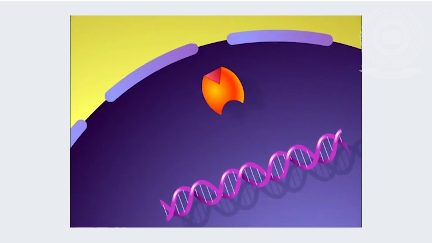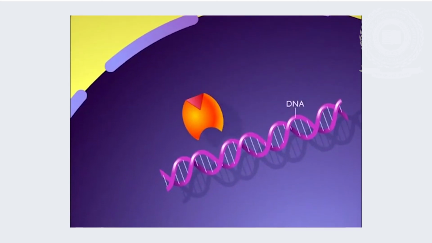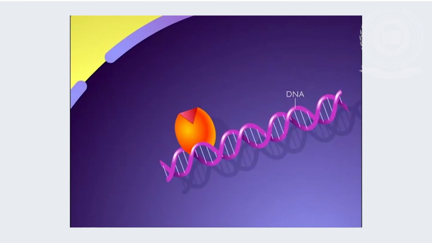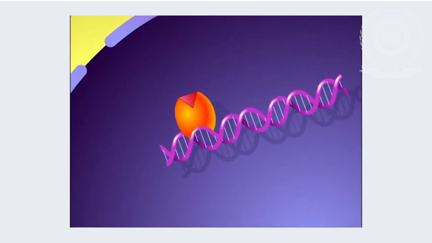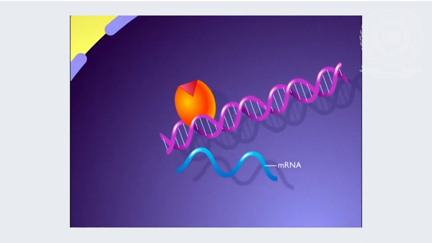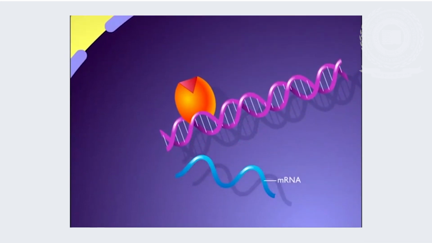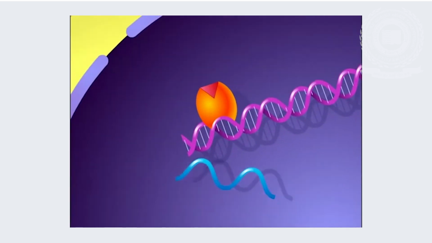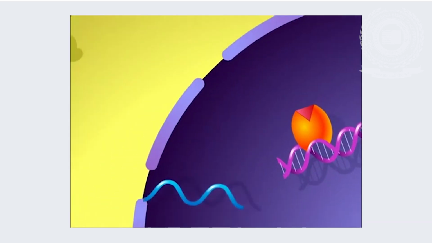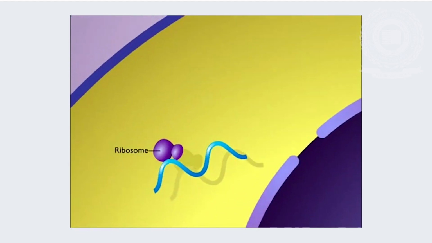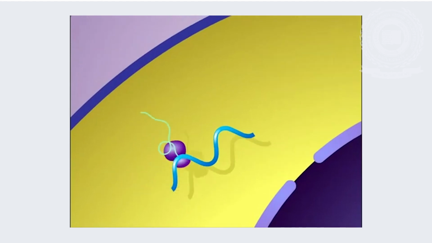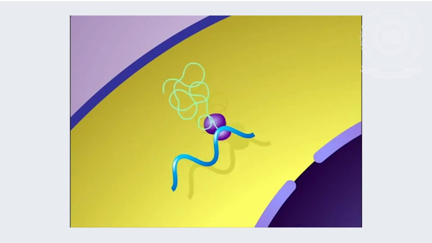The binding of the aldosterone receptor complex to DNA stimulates the synthesis of messenger RNA, which codes for specific proteins. The messenger RNA moves from the nucleus into the cytoplasm and binds to ribosomes, where it directs the synthesis of specific proteins. These proteins produce the response of the cell to aldosterone.